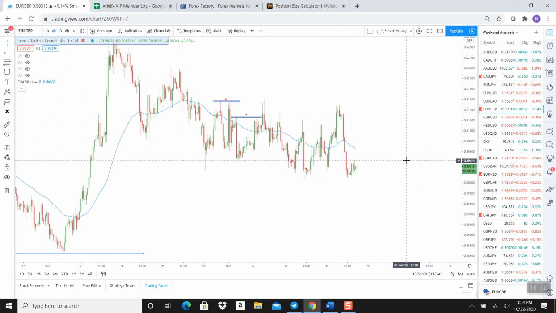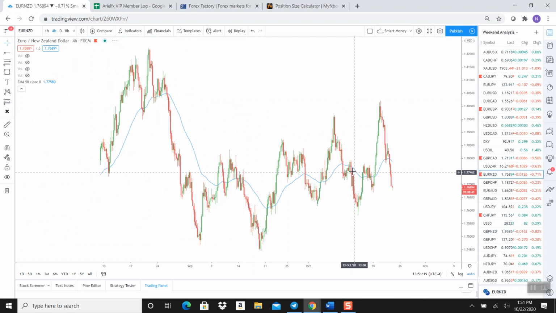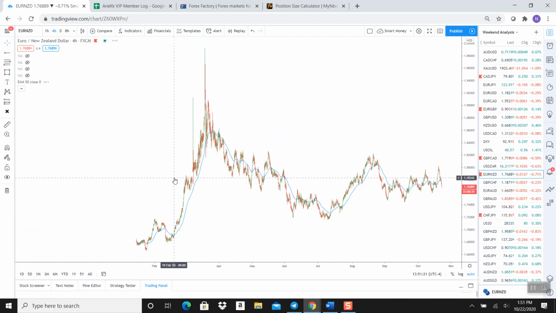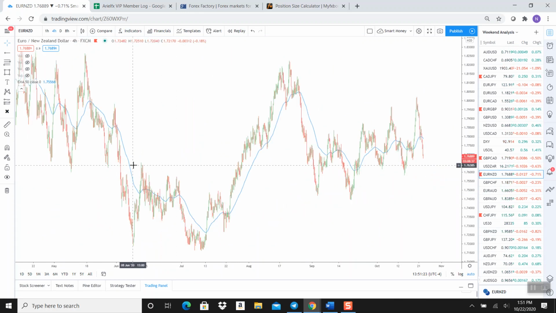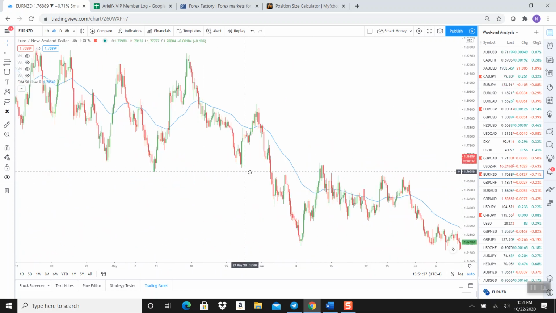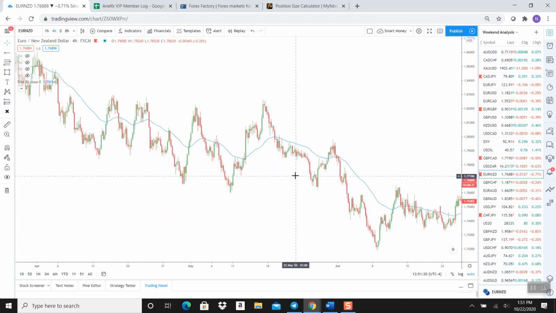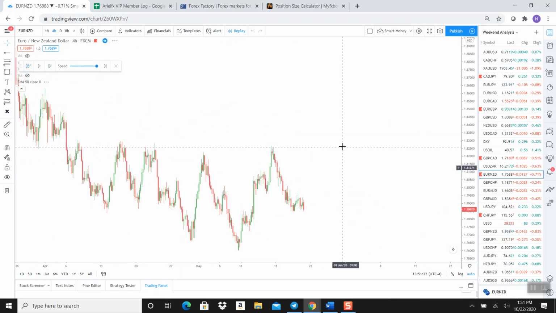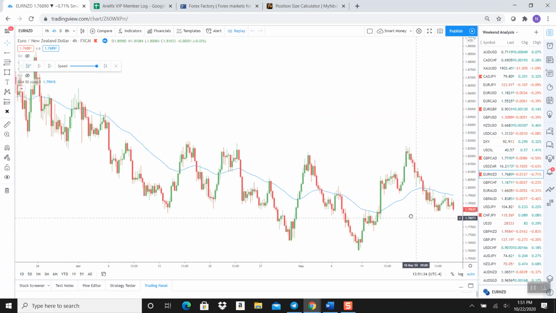Now I'm going to be going on to the setups that our VIP members took over the course of the past few months. All right, so I want to first start off with Euro NZD. Now you have to bear with me here. I'm going to have to find where this is. I think it was right in here somewhere. Yeah, I think it was right in here. Okay, cool.